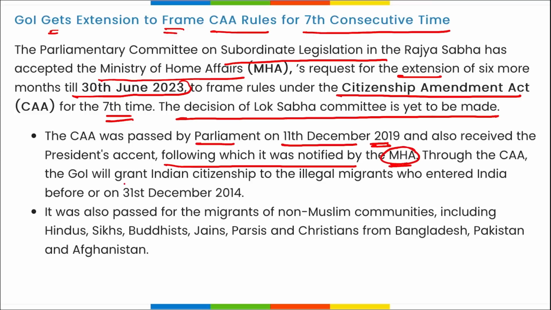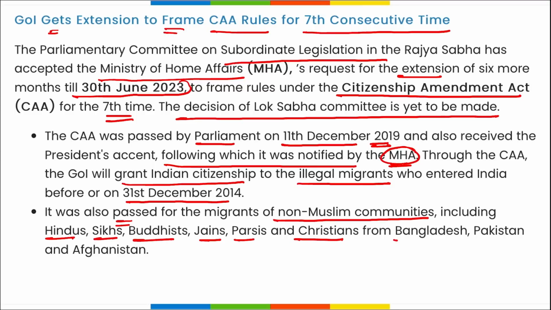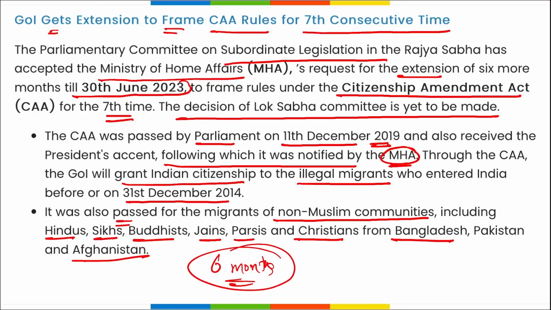Through this CAA, the Government of India will grant Indian citizenship to illegal migrants who entered India before or on 31st of December 2014. It was also passed for migrants of non-Muslim communities including Hindus, Sikhs, Buddhists, Jains, Parsis and Christians from Bangladesh, Pakistan and Afghanistan. So 6 months more extension has been granted to the framing of the CAA rules, that is till 30th of June 2023.